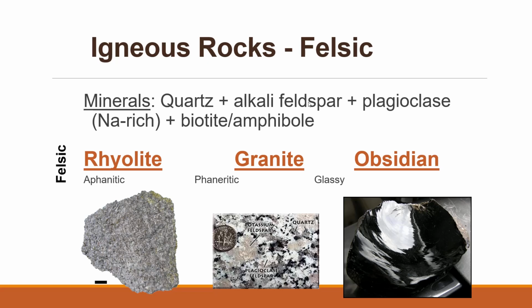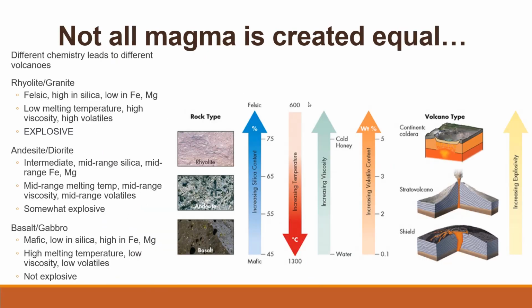So the high silica content tends to make things very viscous, so we tend to have very large eruptions with this type of material. So not all magma is created equal. The different chemistry leads to different types of volcanoes. I will return to this when we talk about volcanic rocks, or when we talk about volcanoes themselves.